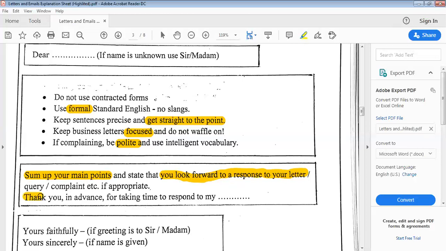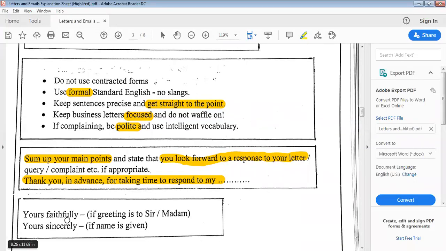You thank them in advance for taking time to respond, for example. Then you end the letter. As this is a formal letter, you use either yours faithfully if the greeting is sir or madam, if I don't know the name of the person I am writing to, okay? And yours sincerely if the name is given. So if you know the name, you can write sincerely. But if you don't know the name of the person you're writing to, you use faithfully.